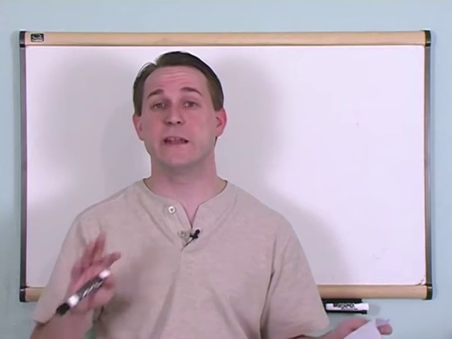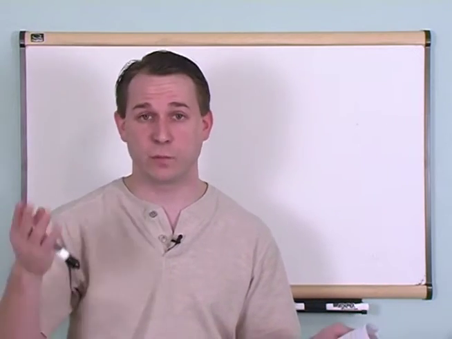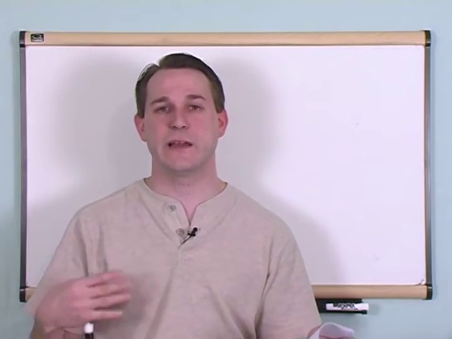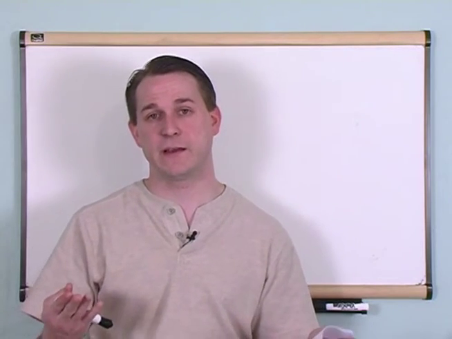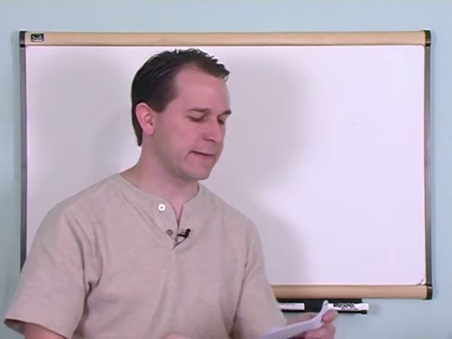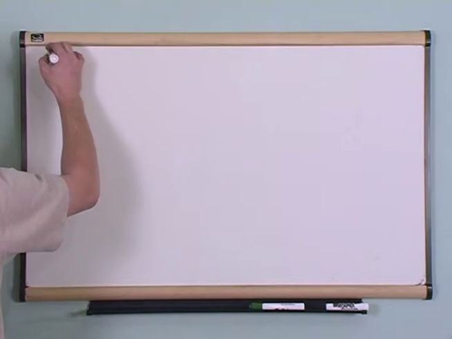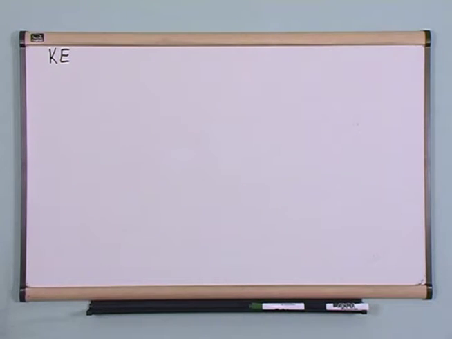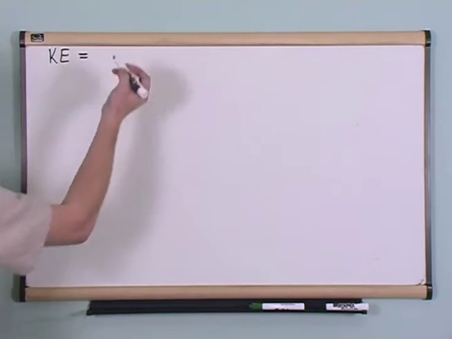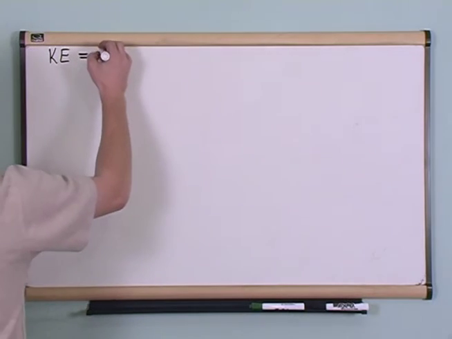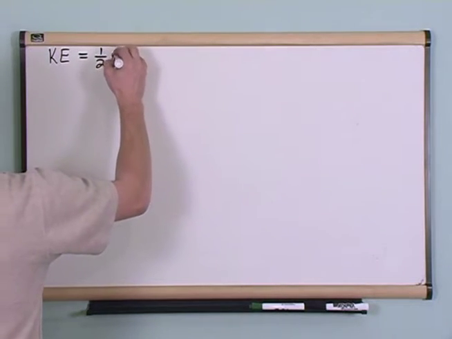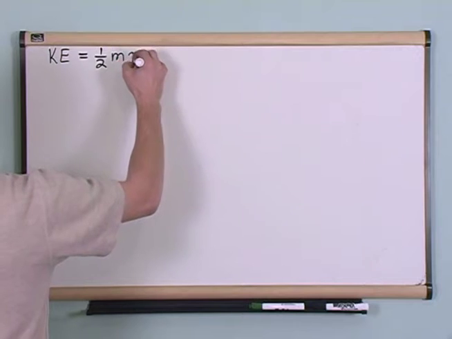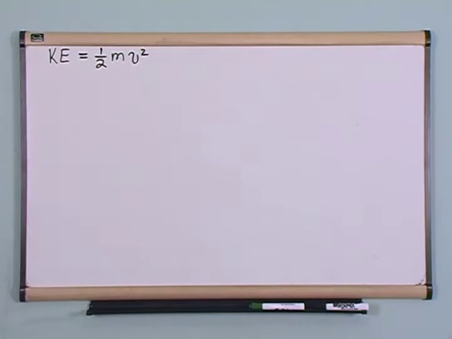But in physics, in classical motion, which is what we're studying here, energy has a very specific definition, just like work had a very specific definition. So let's go ahead and talk about that now. Very simply, we have this thing called kinetic energy, and I'm going to abbreviate that KE. It's a very simple equation, and it's equal to 1/2 times m, which is the mass of the object, times the velocity squared.